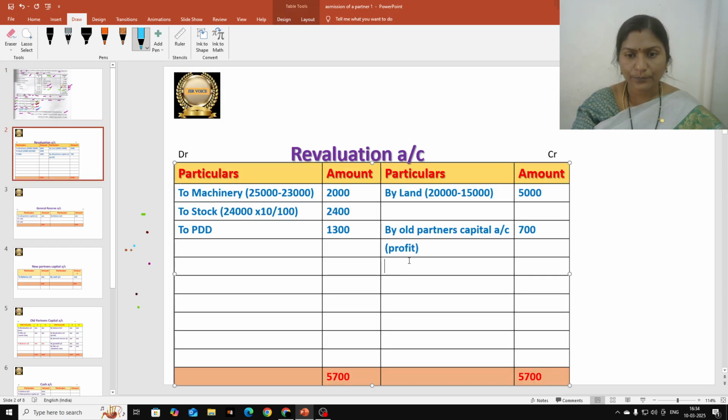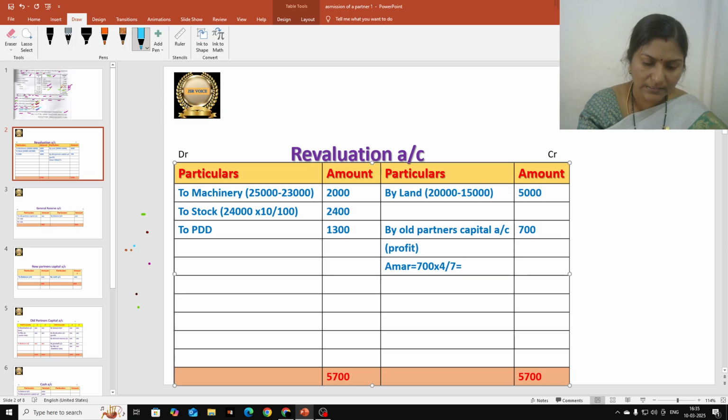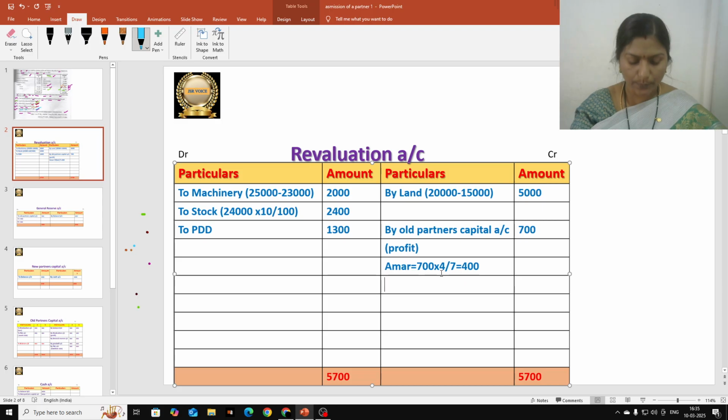So let us write here. First for Amar, Amar is equal to 700 is a profit. We are going to distribute to him in what ratio? 4/7. How much do we get? 700 into 4 by 7. We get 400. So 400 we write here. And next person is Akbar. Akbar is equal to, what is the amount here? 700. And let us distribute that 700 in what ratio? 3 by 7. So how much do we get? 300 we get. You can calculate it, so that you will understand that.